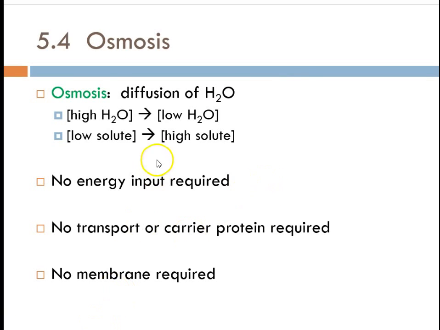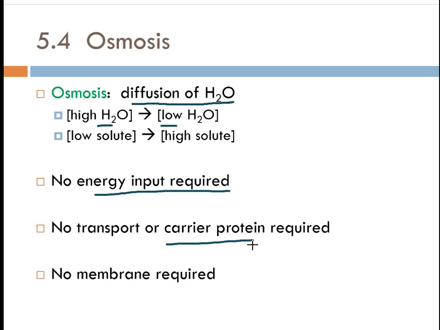Osmosis. Osmosis is the diffusion of water only. It's going from high to low, and keep in mind I keep using the word water here because that's the only example you can use. No energy is required. You don't need a protein to do this.